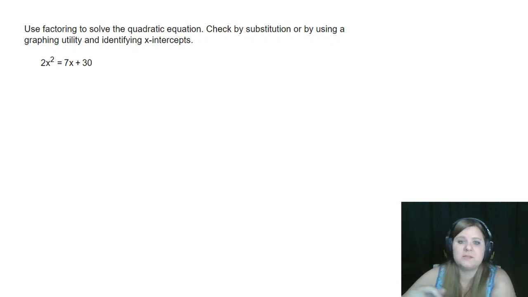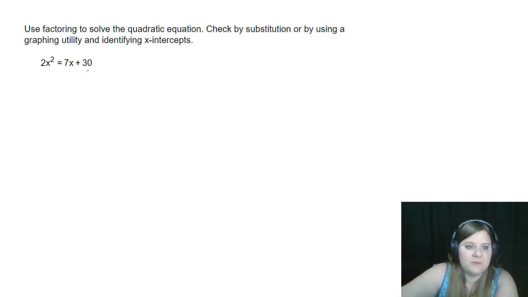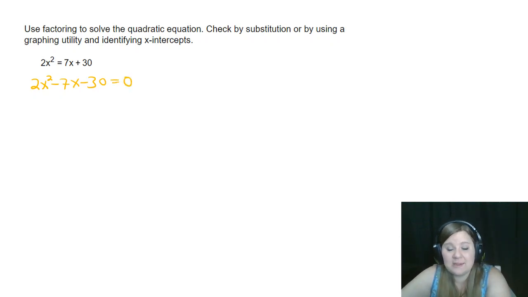So remember, in order to solve things by factoring, you have to first move everything to one side. So I need to move the 7x and the 30 to the left by subtracting both. So this becomes 2x squared minus 7x minus 30 equals 0. I go ahead and I look to see if there's anything I can pull out of everything. And I can't pull out 2. 7 and 30 don't have a greatest common factor. So I'm out of luck.